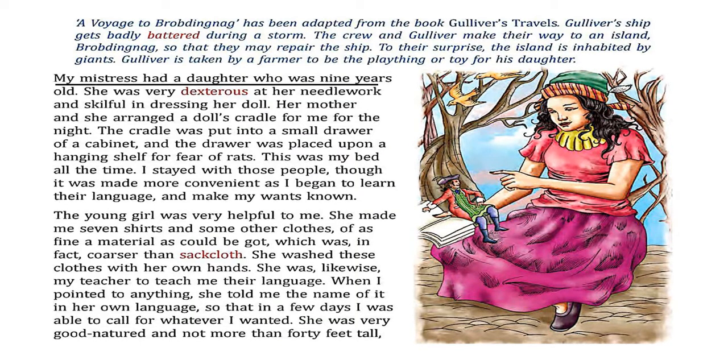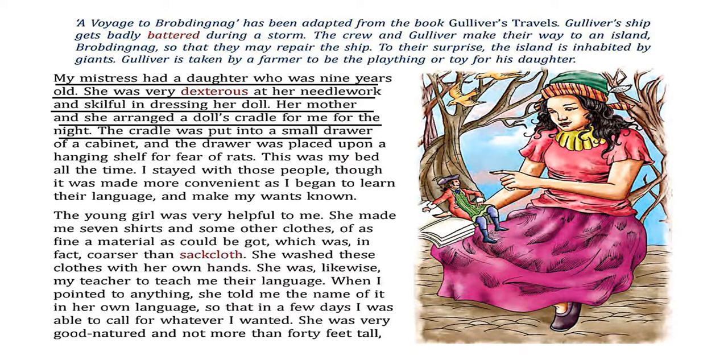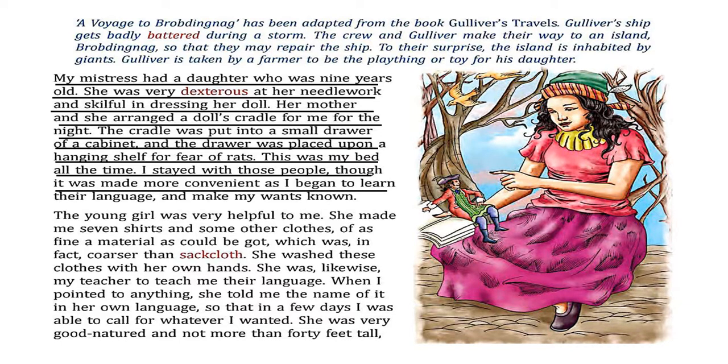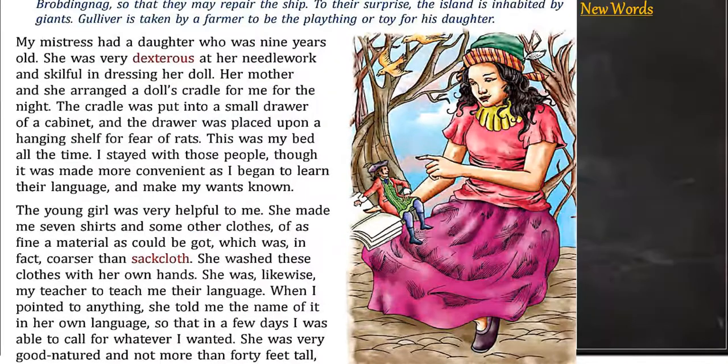My mistress had a daughter who was 9 years old. She was very dexterous at her needlework and skillful in dressing her doll. Her mother and she arranged a doll's cradle for me for the night. The cradle was put into a small drawer of a cabinet, and the drawer was placed upon a hanging shelf for fear of rats. This was my bed all the time. I stayed with those people, though it was made more convenient as I began to learn their language and make my wants known. Here, my mistress refers to the farmer's wife.